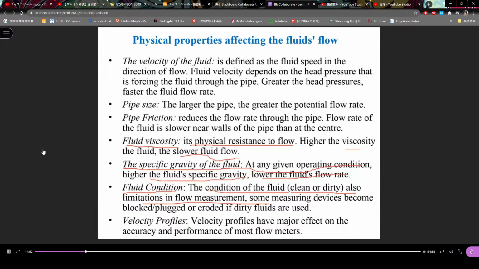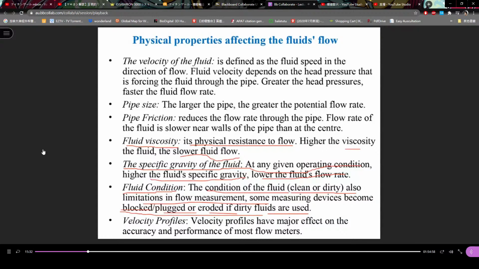Sometimes it causes blockage, target erosion, when dirty fluids are used. So it depends. For building service engineering, usually we just measure very clean chilled water, fresh water, or air in an air conditioning system, so no such problem. But if you want to measure some dirty flows, then we must be careful. We have to choose some magnetic measurement so our accuracy is better and our instrument is not damaged.